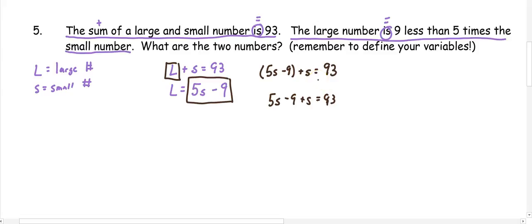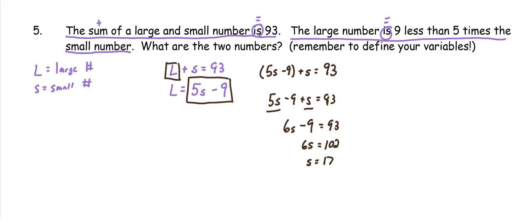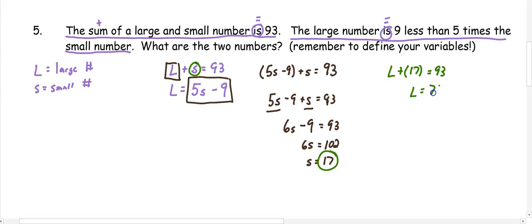So I'm going to combine my s's. So I have 5s and s to get 6s minus 9 equals 93. I'm going to add 9 to both sides, so 6s equals 102. And when I divide by 6, s is 17. Now that we know s is 17, we can go back and get L. So I'm going to substitute s into the first equation. So L plus 17 equals 93. So when I subtract 17 from both sides, I get that L is 76.